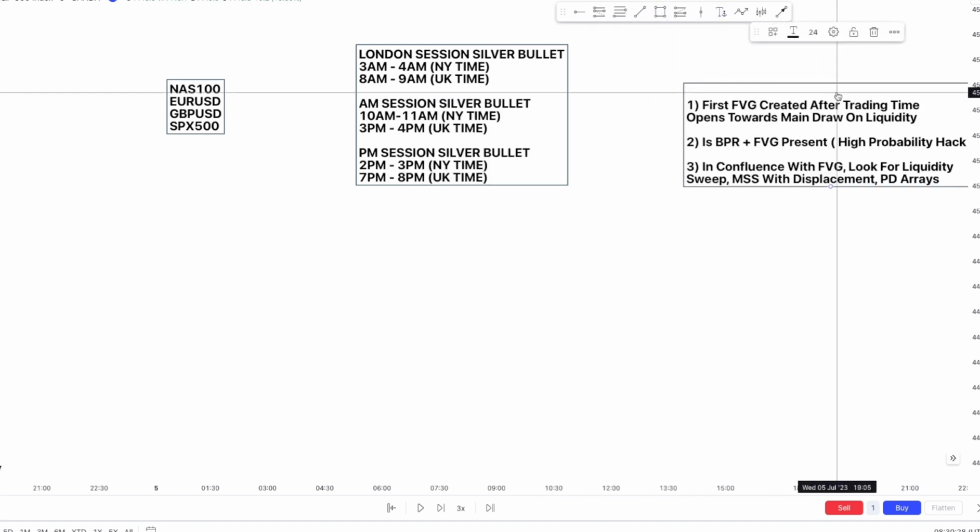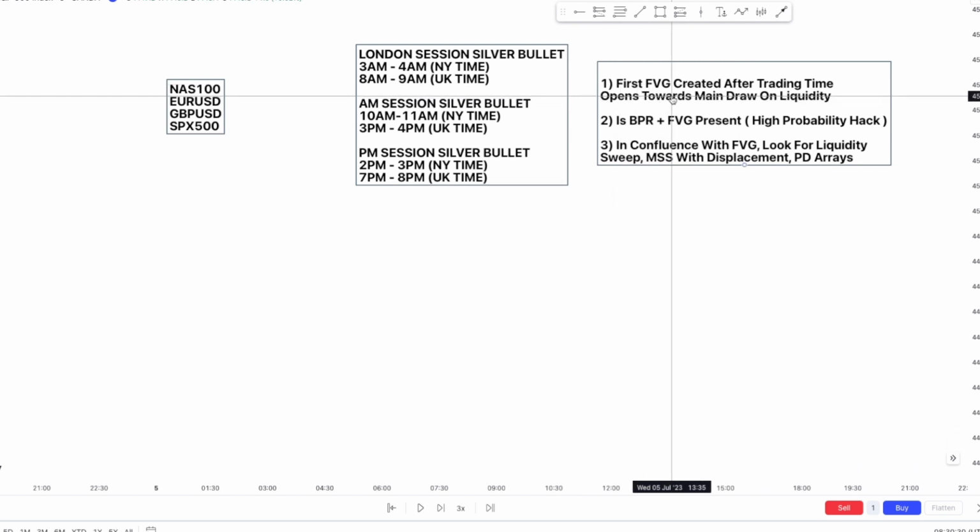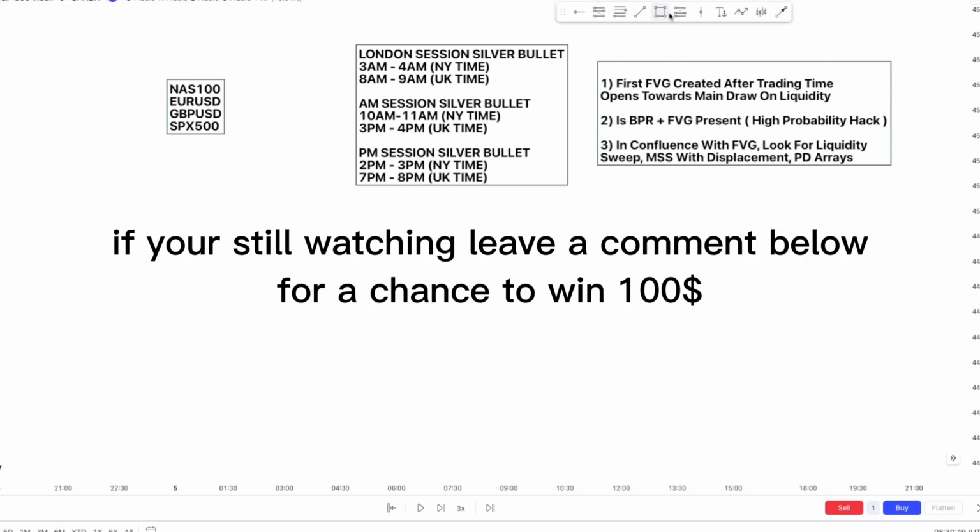So next thing you have to do, you have to get some of the rules for the strategy. So the first FVG created after the trading time opens towards main draw on liquidity is BPR plus FVG present, high probability hack. It makes the win rate so much higher. And the third thing is that in confluence with FVG, look for a liquidity sweep, market structure shift with displacement, and PD arrays. Again, if you don't understand any of what I'm saying, I'm going to show you throughout the video. However, here is a little example of what I am actually saying.